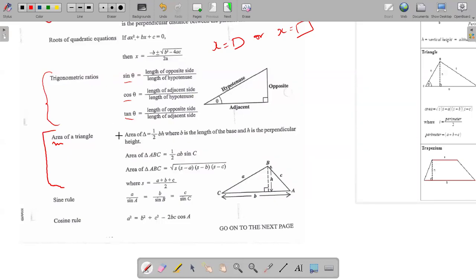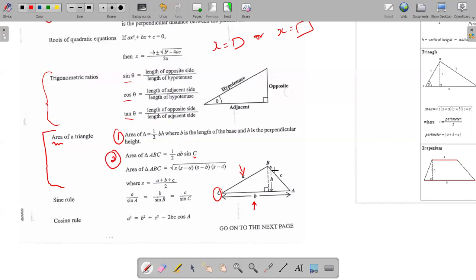The one that we know is half base times height. That's one. The second one is for whenever you have a triangle that does not give you the height, but gives you the angle between the two sides A and B. You see how this is angle C, and you have side A and side B, and angle C is in between. This is when you use the second formula.